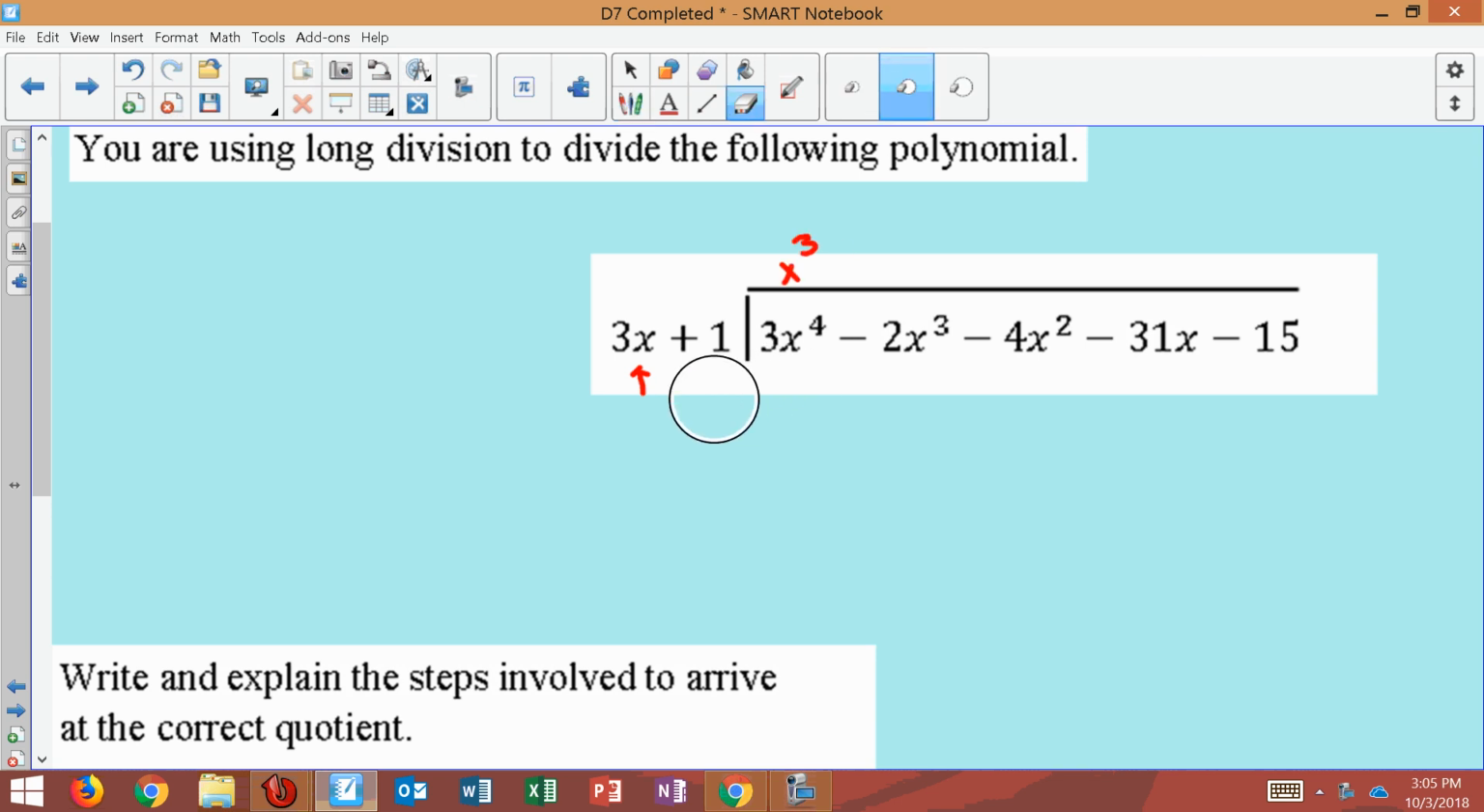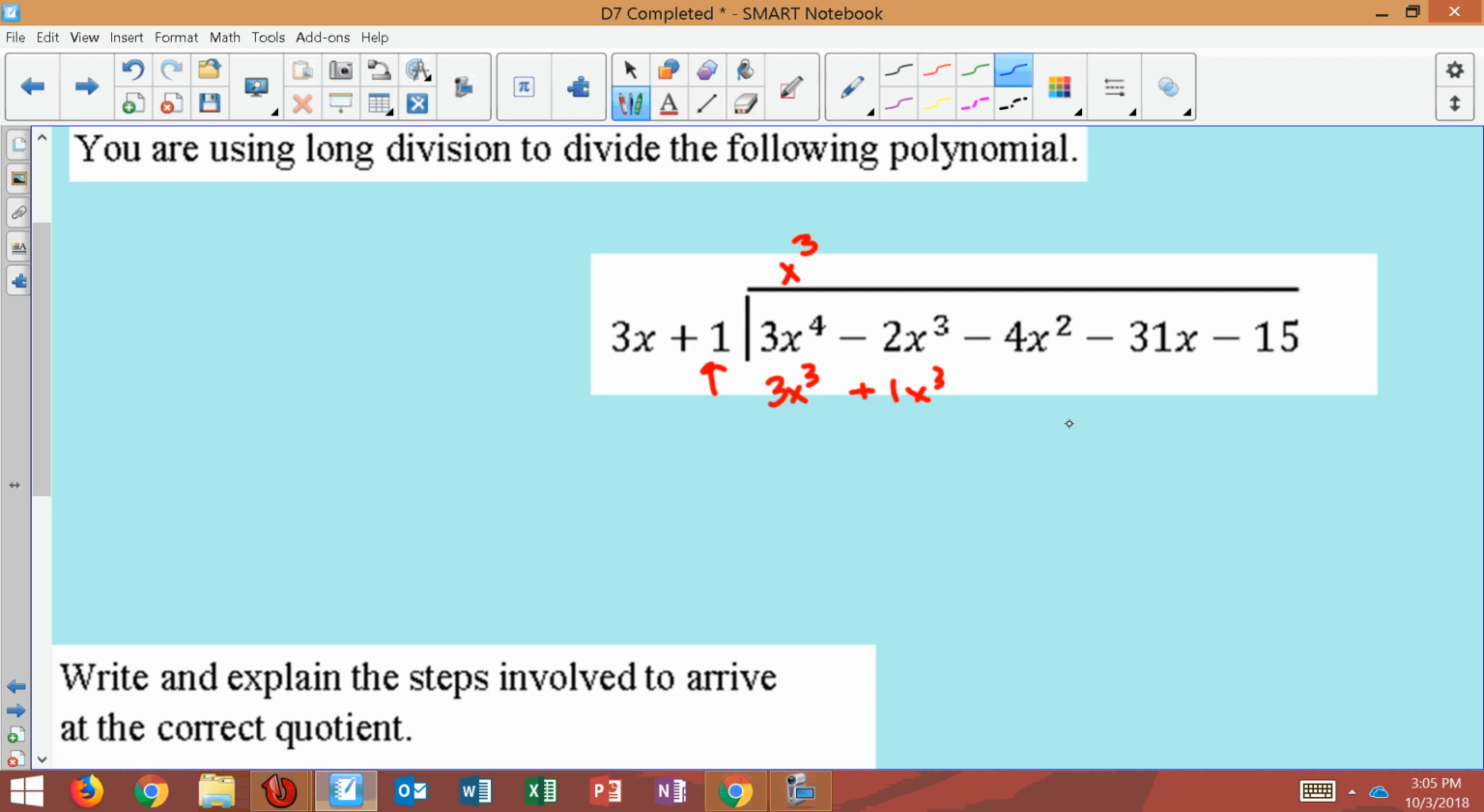And so if I multiplied each of these terms by x cubed, I would get 3x to the fourth, and then when I multiply 1 times x cubed, I would have 1x cubed. Now here's the fundamental rule of division: whenever you multiply these out, after you get to this step, you now switch the sign. So this positive becomes a negative, this positive becomes a negative. These go away, this becomes negative 3x cubed. Drop your next term, which is negative 4x squared.